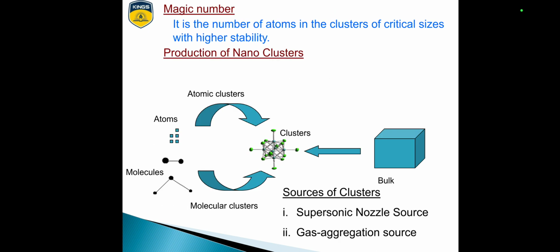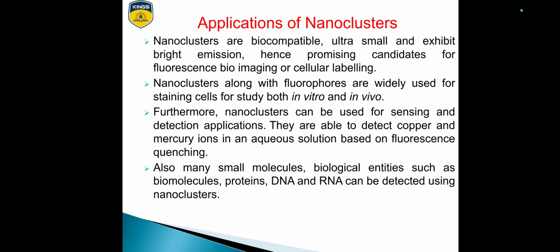Magic number: it is the magic number of atoms in clusters of critical size with higher stability. Production of nanoclusters from the bulk materials. The picture shows very clearly how the clusters form from the bulk materials. The sources of clusters are the supersonic nozzle source and the gas aggregation source.